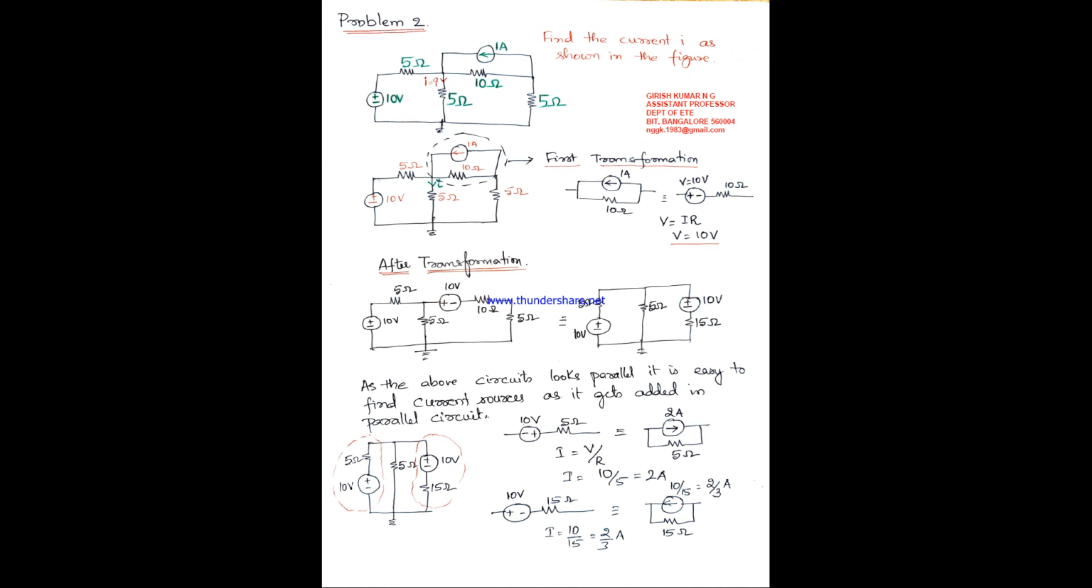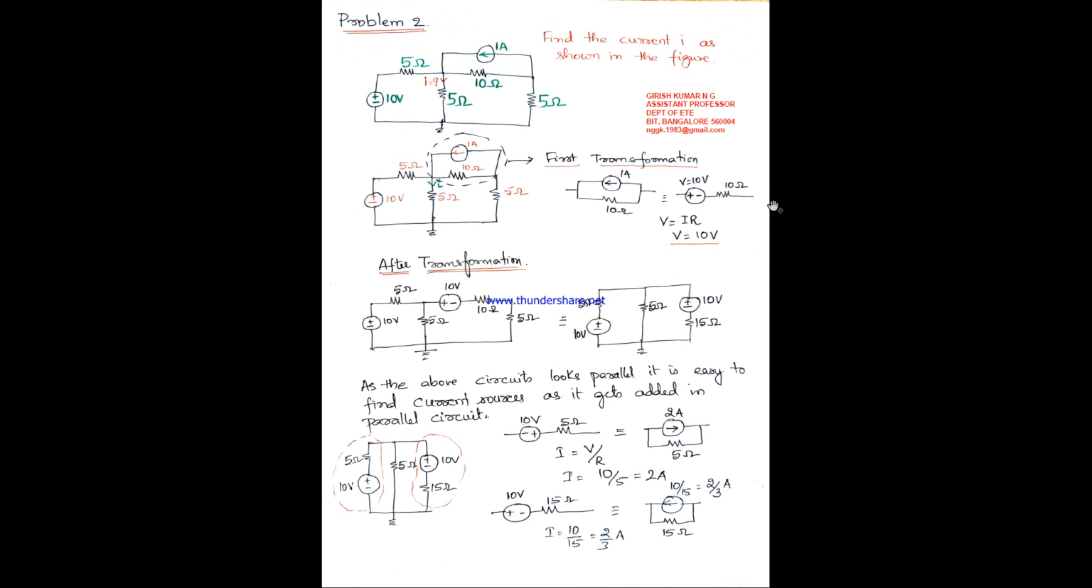Okay, so what is this? You have a circuit here. 10 volts is connected in series with 5 ohms, then 10 ohms is connected in parallel with 1 amp, then you have 5 ohms, and then another 5 ohms here. The question asked is, find the current I as shown in the figure. So you need to find out the current I here.